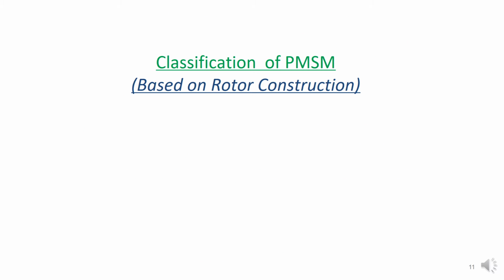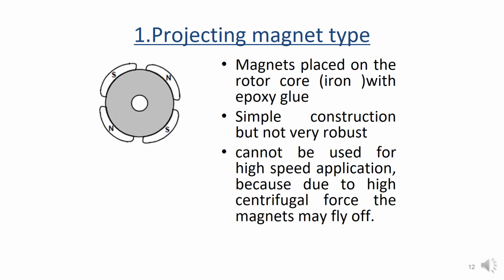The classification of PMSM is based on its rotor construction. In the projecting magnet type PMSM, the magnets are placed on the rotor core with epoxy glue. You can see it is placed over here. This is a simple construction, but it is not very robust and cannot be used for high speed applications due to the high centrifugal force on the magnets.